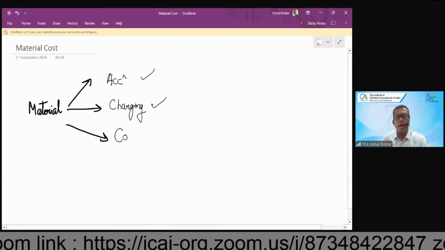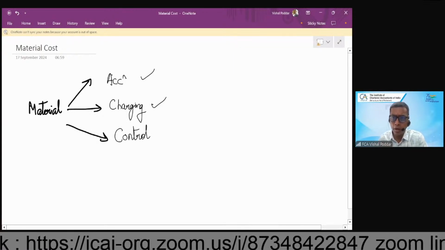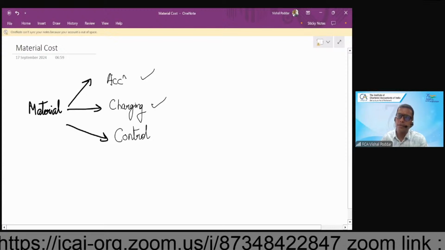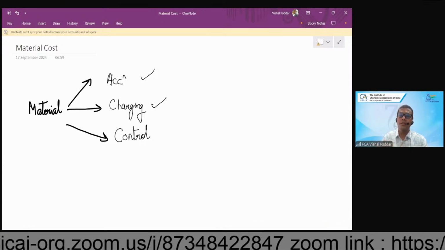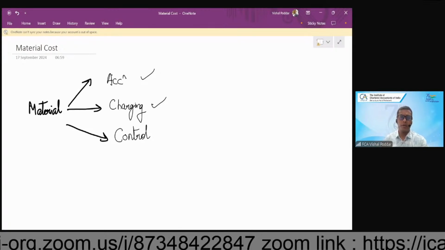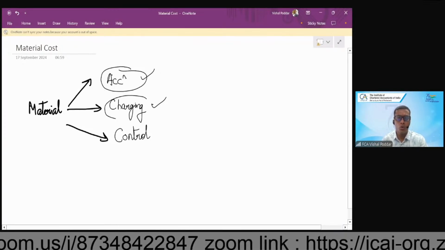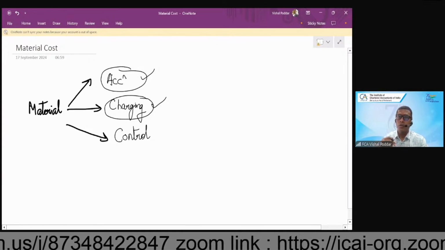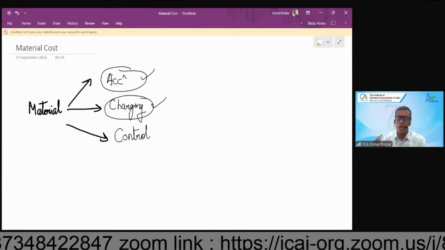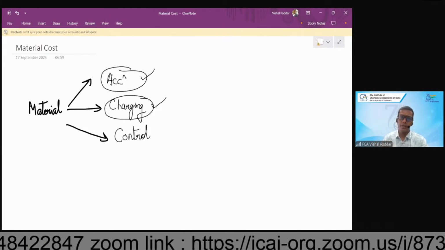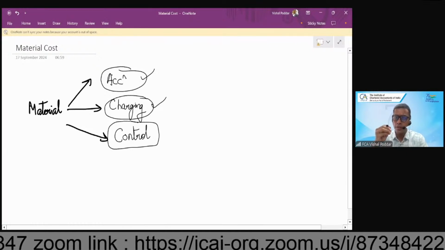And then we have another component, which is the control component. So in the material, labor, and expenses or overhead chapters, you will find these three things being discussed in different sections of that chapter. So how is this cost accounted for in your cost accounting books? How do you do charging of this cost? That is how this cost would go to the cost sheet and it would be added or charged to your product, your service, etc.